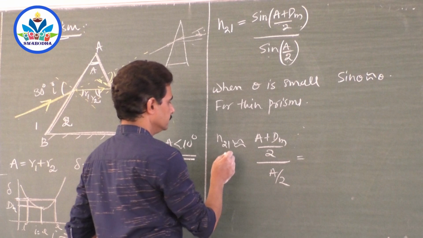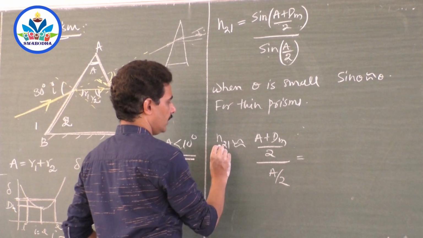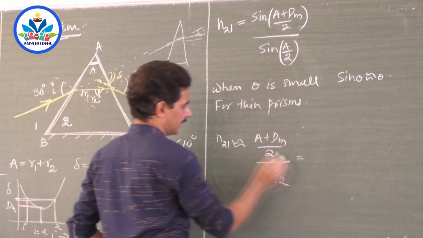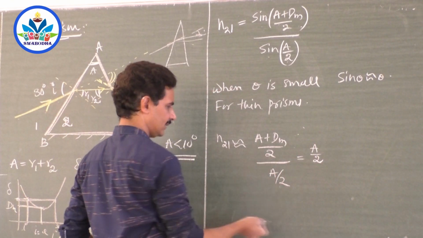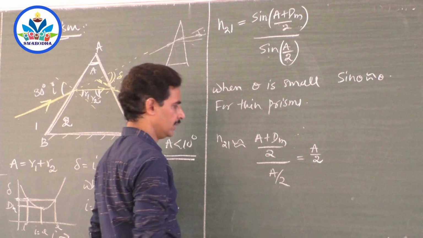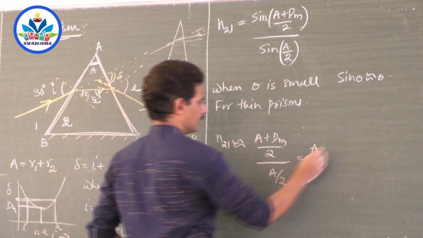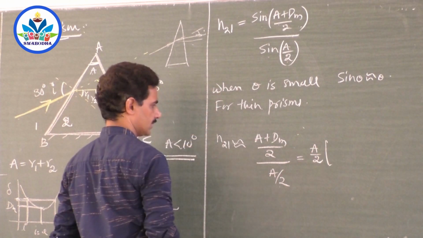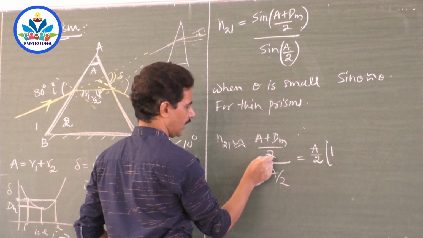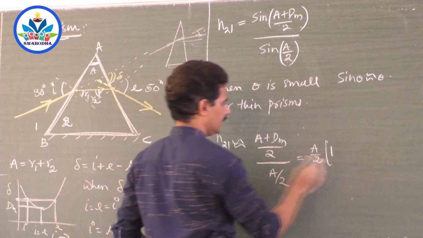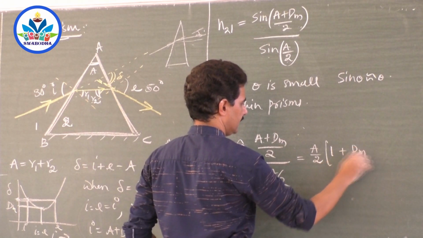Okay. Now you take A by 2 outside the bracket here. Of course, the 2 you can cancel, you can do it very easily. I will follow the same NCERT method. A by 2 outside the bracket. If you want to take A by 2 outside, this is 1, correct? This is A by 2. And here you have dm by 2. So what is left is 1 plus dm by A, right?